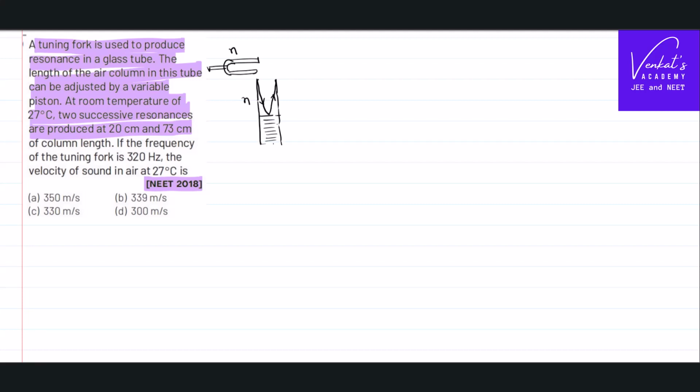So when it happens the first time, it's the least possible way. Here is a formation of a node. Here is a formation of an antinode. So the length of the air column is the distance between them, that is lambda by 4. Distance between node and antinode is lambda by 4. So lambda 1 could be written like 4L.